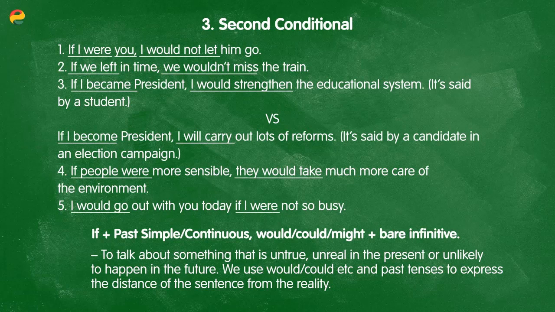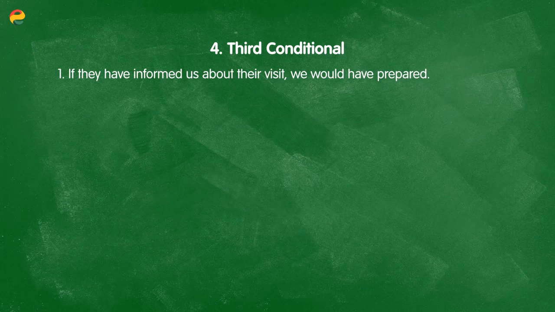Now, we use would and could, etc., and the past tenses to express the distance between what we are talking about and reality. Now, with third conditionals, we're talking about imaginary situations, and with these, we are expressing some kind of regret or criticism about something that happened in the past. Let's turn to some examples. If they would have informed us about their visit, we would have prepared.